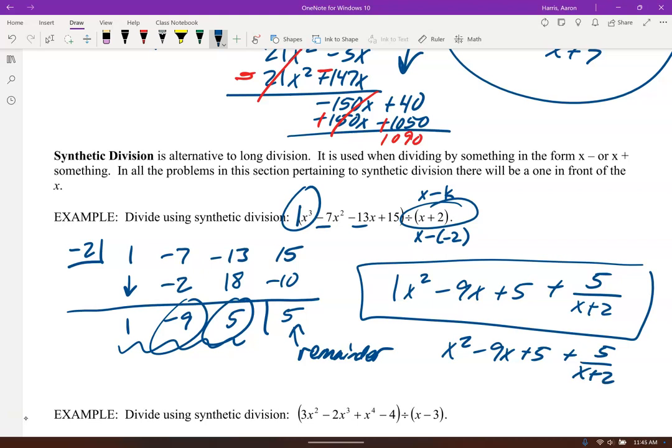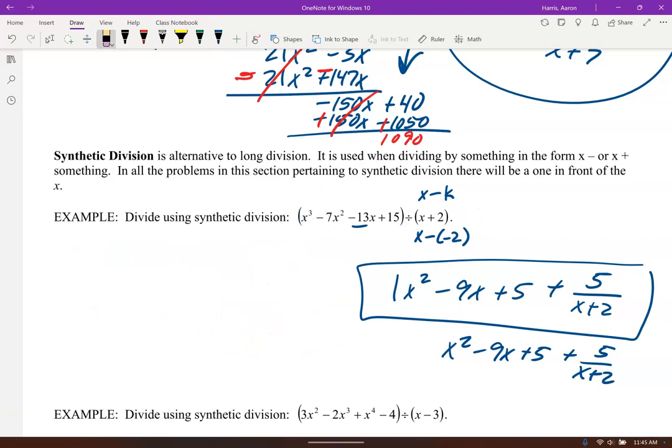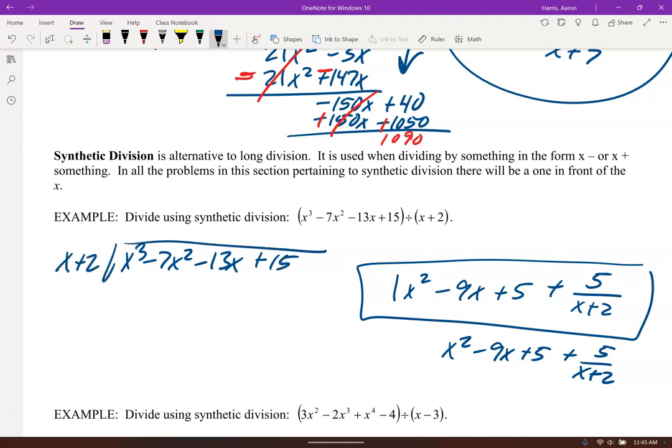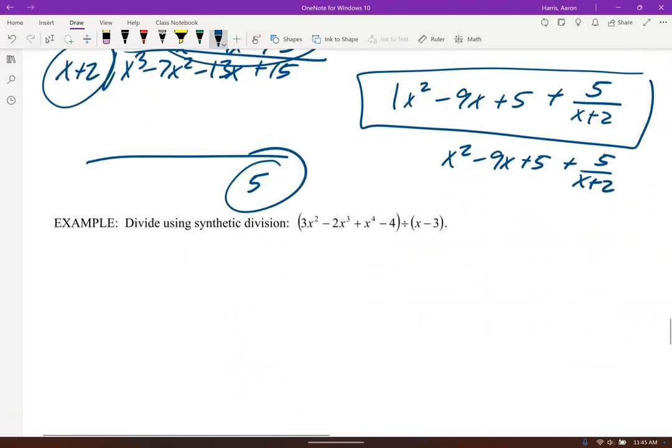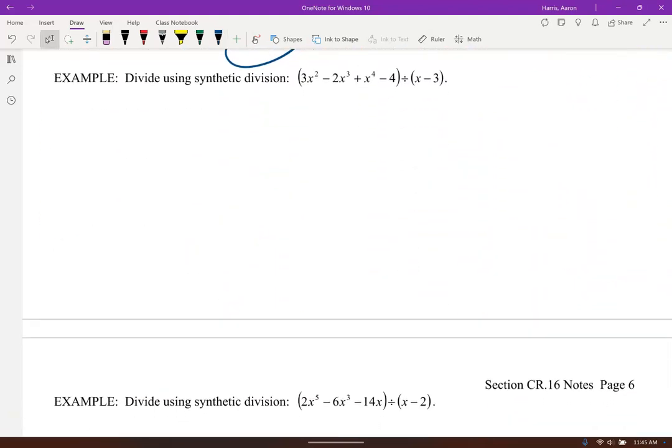If you were to do long division with this whole thing, and you took x to the third minus 7x squared minus 13x plus 15 divided by x plus 2, you'd get x squared minus 9x plus 5 over x plus 2, with a remainder of 5 down here. You'd get the same thing. So synthetic division is a nice shortcut method, but you can only do it when you're dividing by something of the form x minus k.